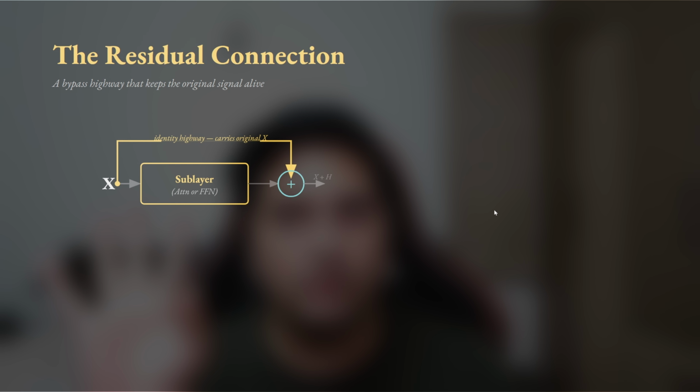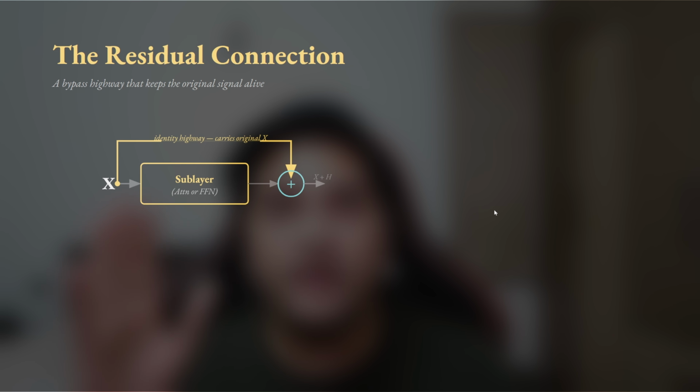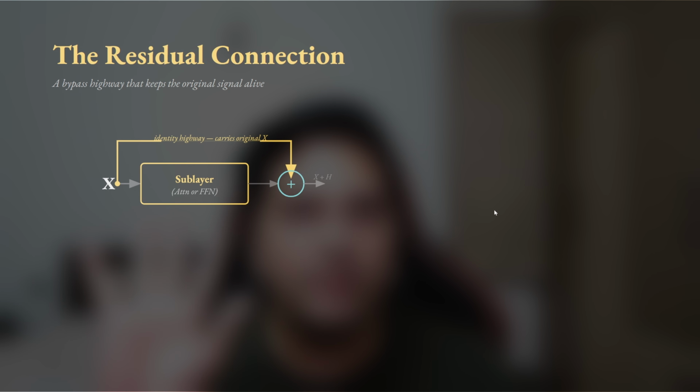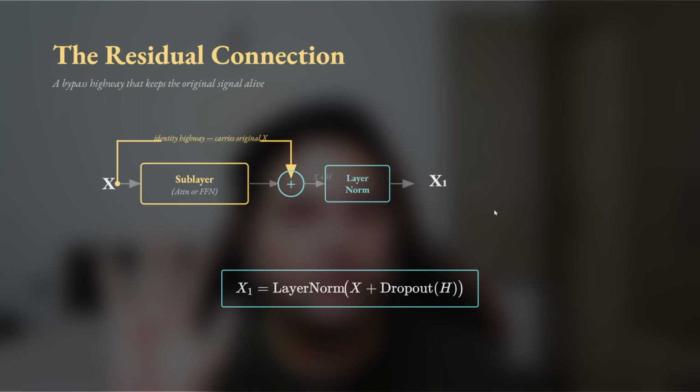It is not average, it is not any other operation. It is actually plus. If H contains useful information, this sum is going to get richer because X gets added. If H has noise, the sum will approximately be X, because X is the original matrix that we have. The model can still function because the original X arrived safely via the bypass highway. This is the protection the residual connection provides.